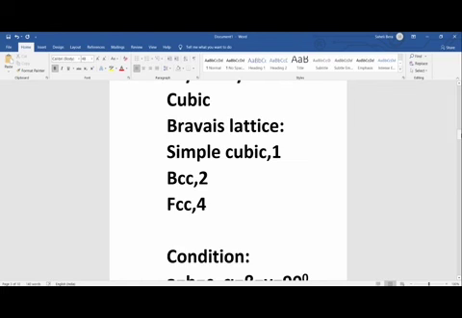I'm thinking in the next class I will teach the relation between number density and mass density, and the planes in a crystal, that is the Miller indices. So the next class will be Miller indices. Okay, thank you.